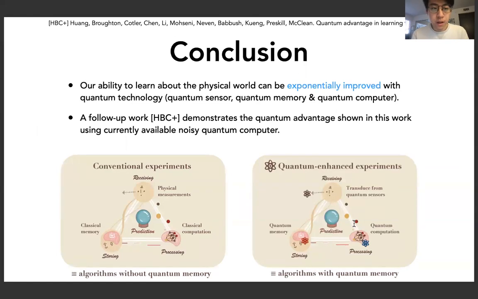So to conclude, in this work, we showed that our ability to learn about the physical world can be exponentially improved with quantum technology. That is a combination of quantum sensor, quantum memory, and quantum computer. In particular, the notion of quantum memory plays a key role in the proofs. In a follow-up work, we demonstrate this quantum advantage using currently available noisy quantum computers in collaboration with Google Quantum AI.